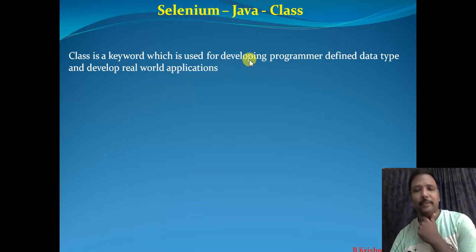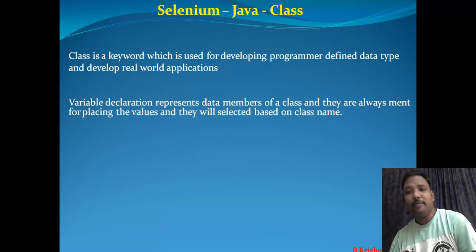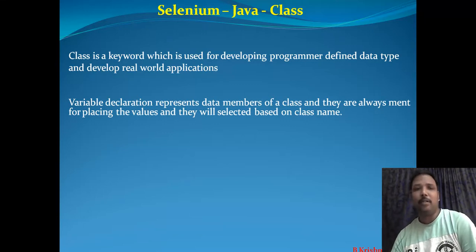Next thing is variable. Variable declaration represents the data members of a class and they are always meant for placing the value, and they will be selected based on the class name. In the definition we already told you that the class is a collection of data members, or the variables, and the methods. Variable contains values. How can you get the value of the variable through the class name? We'll see that in the program.